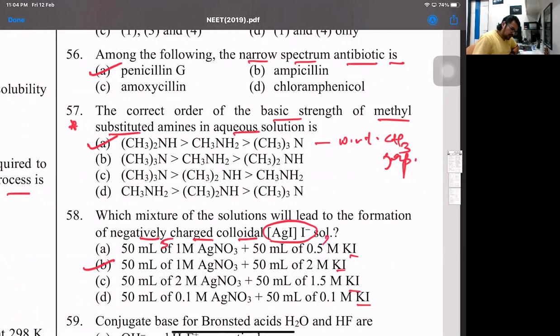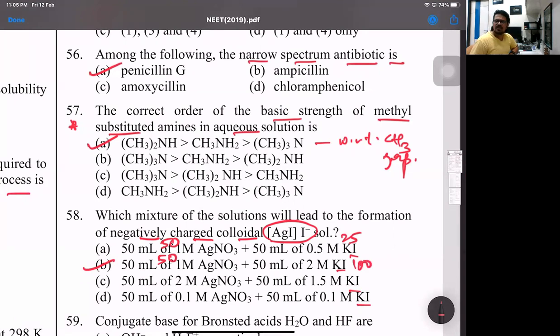But obviously it is less over there. So that's out. Here 50 into 1, that's 50. So this is 50 millimoles only. And that's 50 into 0.25. So that's going to be over there nothing but 12.5 millimoles. So in the first case, KI is less. Second case, 50 into 1. So that's 50. 50 into 2. So that's going to be 100. So it's going to be in excess.